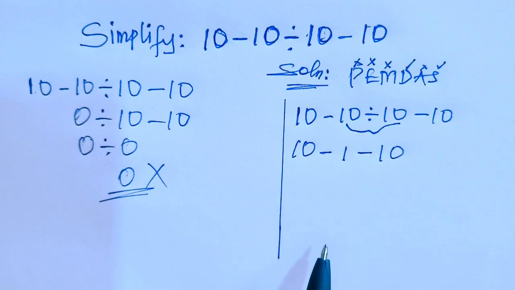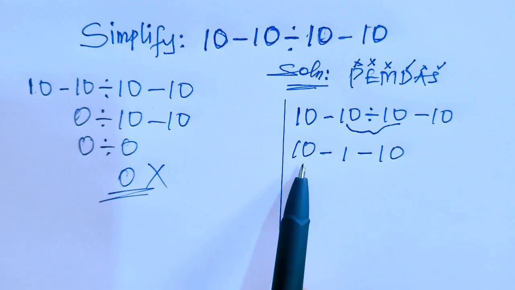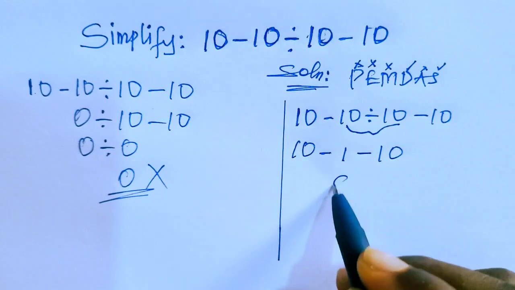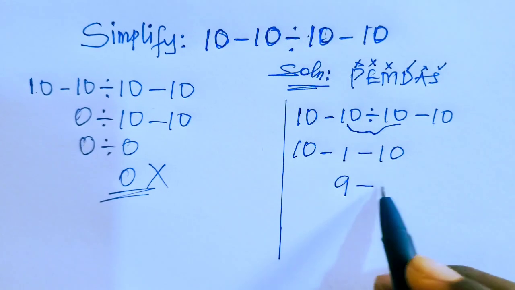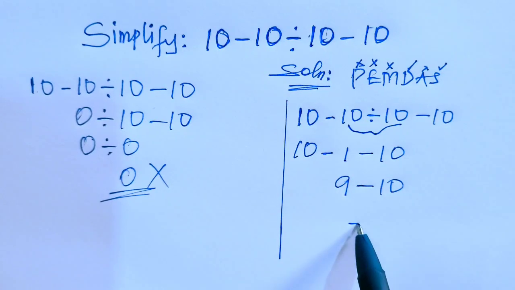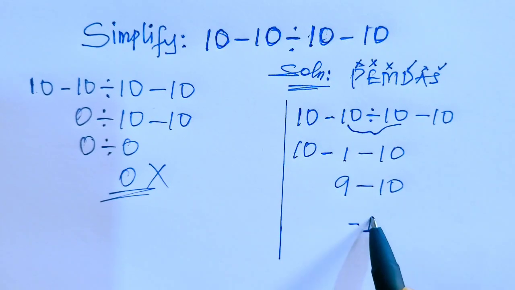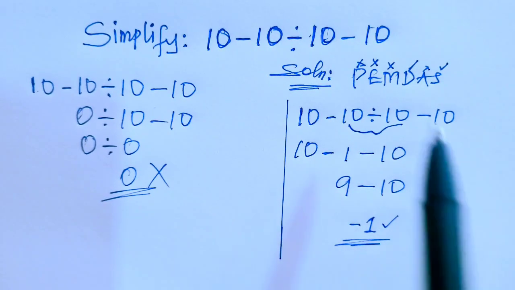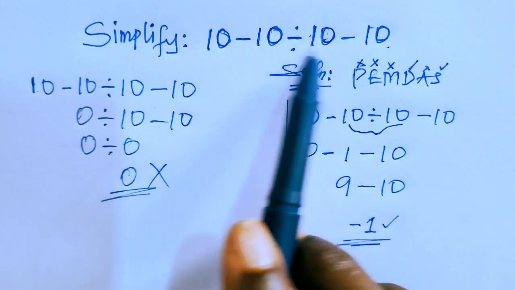Then right here, let us do this. We have 10 minus 1, that will give us 9. Then minus 10. And lastly, we are going to have here 9 minus 10, and that will give us minus 1. We have here minus 1. And this is the correct answer to this given expression right here.